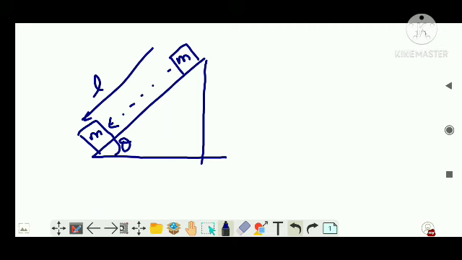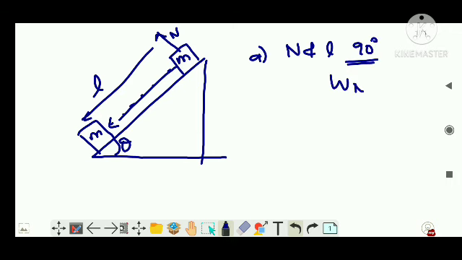So first we will start with normal reaction. Very simple. This is normal reaction, this is displacement, right? What is the angle between N and L? 90 degree, right? So normal reaction is not doing any work. This first part is N and L 90 degree, right? Perpendicular. So work done by normal reaction is 0. Now we cannot say the same for gravity. Why?